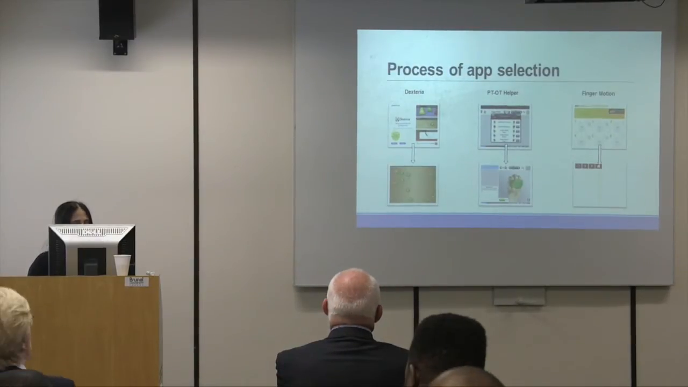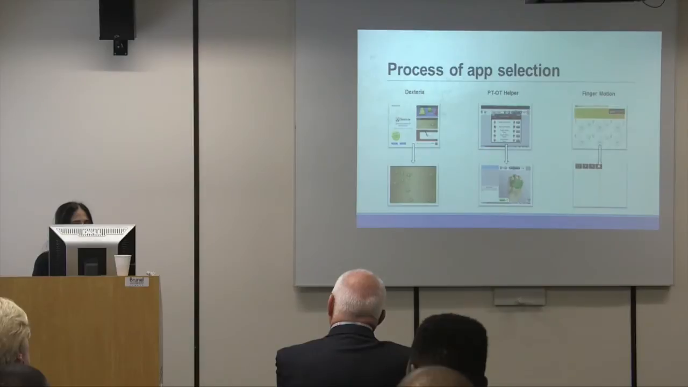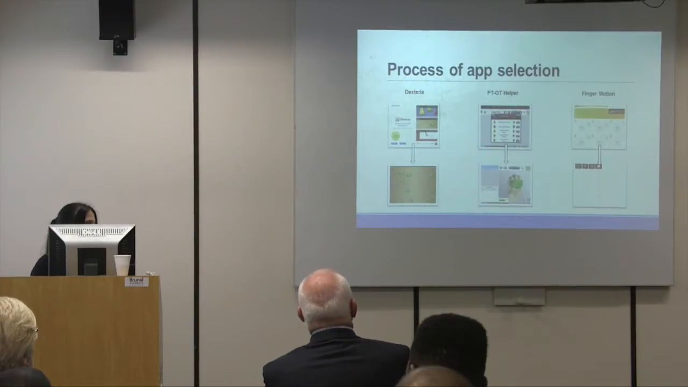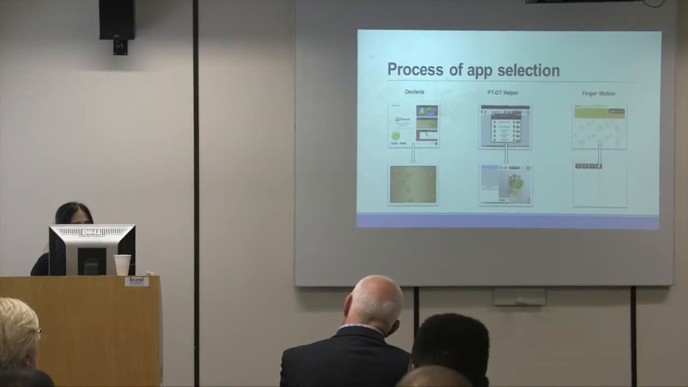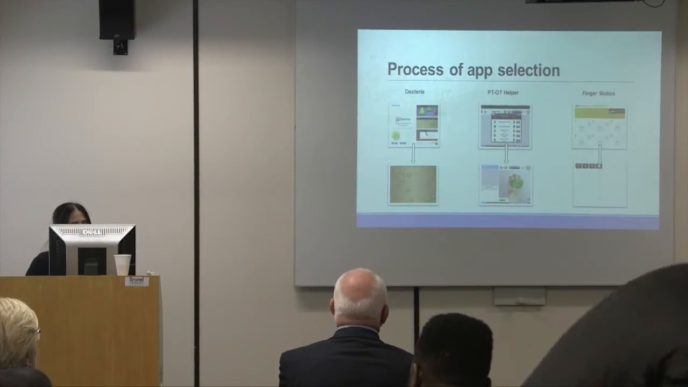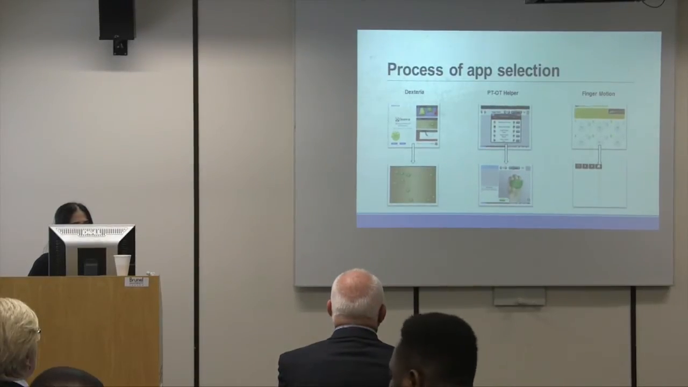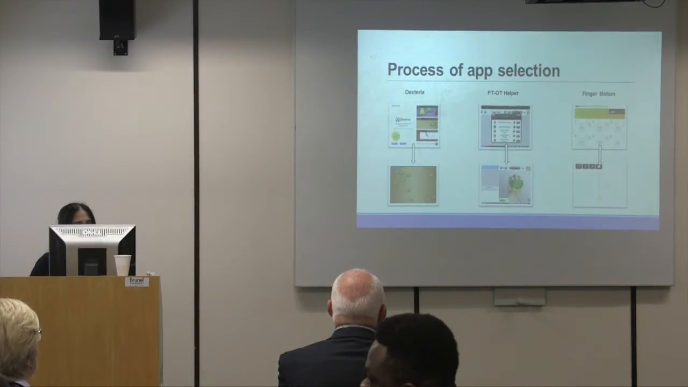For this research, I identified 3 apps that could be investigated for usability and usefulness. To identify these apps, I first spoke to a physiotherapist about the kind of exercises that were carried out. From there, I did a search, and then the ones I found, I went back through with the physiotherapist and we decided on Dexteria, Finger Motion and the PTOT Helper app, because they most closely match the exercises carried out by the patients. Dexteria and Finger Motion are more interactive exercise-based apps, whereas PTOT Helper is more of a reference-based app.